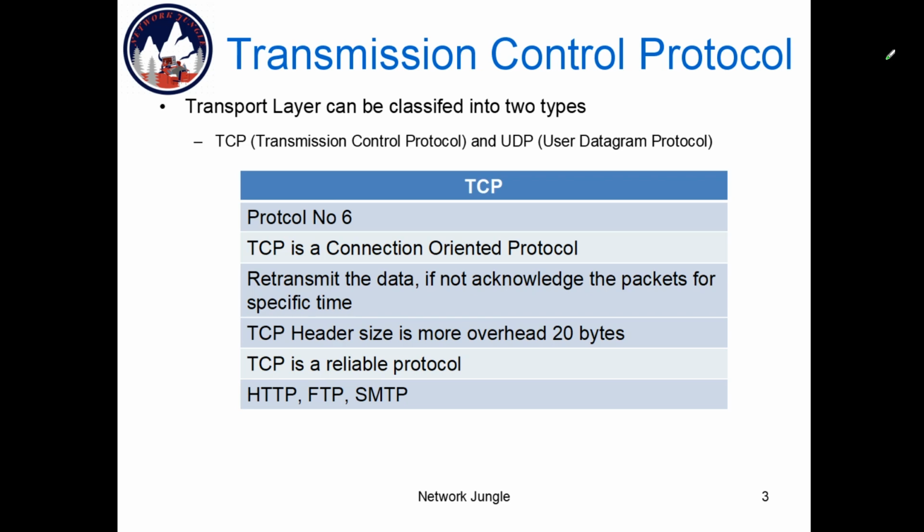The TCP header size is more overhead, 20 bytes. Let's see on the next slide. TCP is a reliable protocol for ensuring the packet delivery, and here are protocol examples like HTTP, FTP and SMTP.